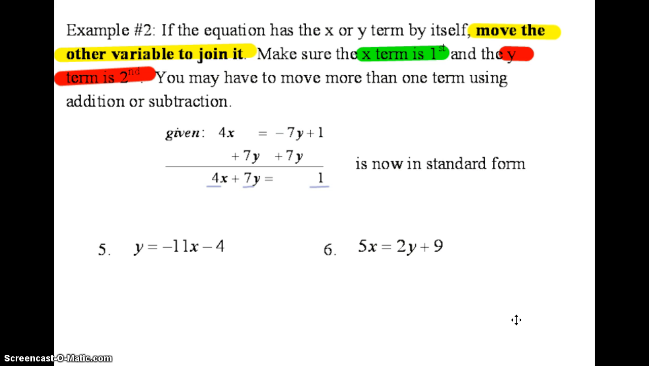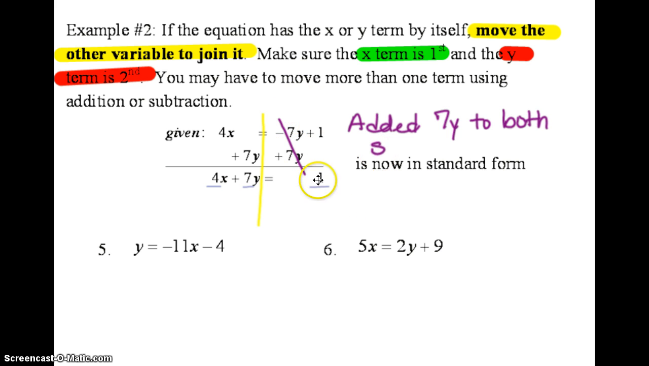Remember before I said something has to go in front of x, something has to go in front of y, and a number without the x or y has to go on the other side of the equation. The other side of the equal sign, that is. So, given my example, I had to move my negative 7y. By adding 7y to both sides, I could move my negative 7y from the right side of the equation to the left side of the equation. Notice the negative 7 and positive 7 cancel each other out.